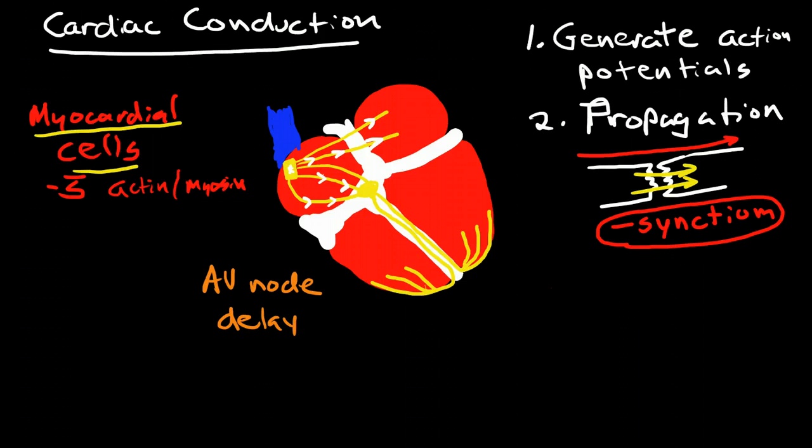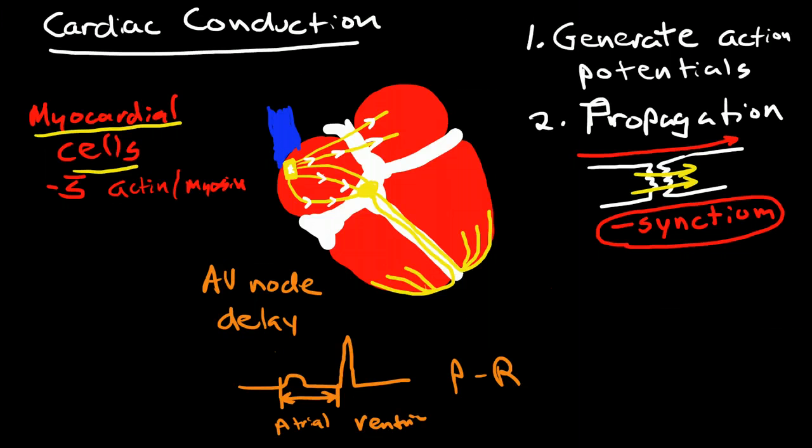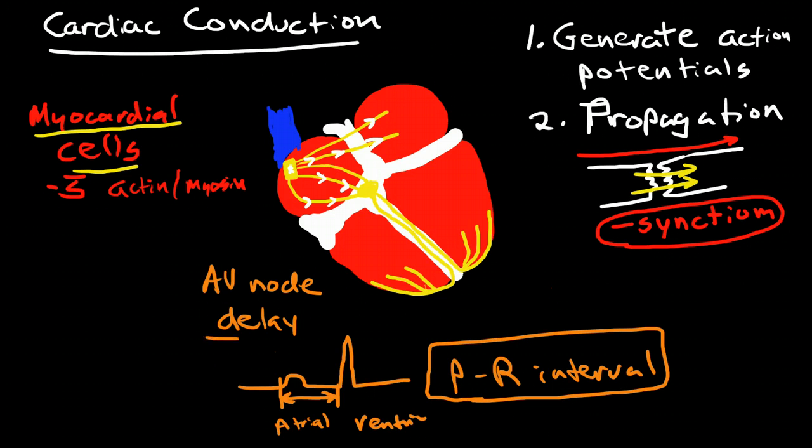And it is what causes the typical delay that we see between the P wave, which corresponds to atrial depolarization, and the QRS, which corresponds to ventricular depolarization. So there is a significant delay here called the PR interval, and the PR interval is primarily caused by this natural built-in AV node delay.